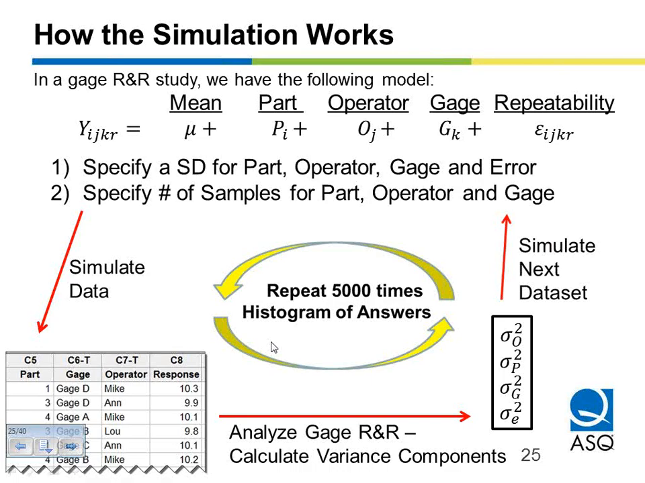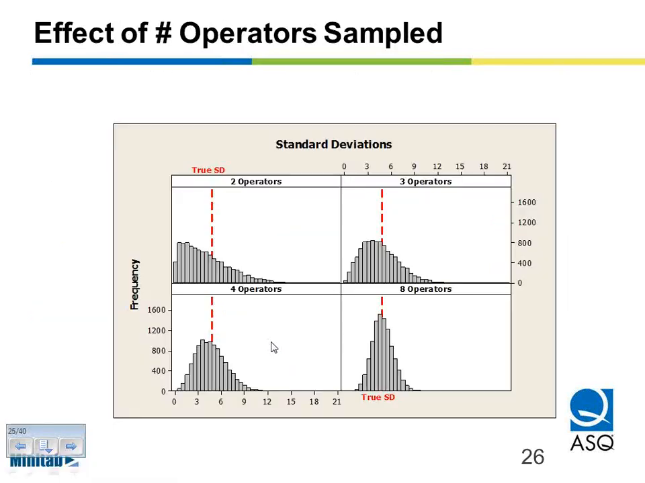So what we're going to do is we're just going to focus on sigma operator, but focusing on sigma operator will allow us to understand how the simulation works. We're going to estimate sigma operator 5,000 times using this simulation routine, and then we're going to draw a histogram of those answers to the question, how big was sigma operator, and see how the distribution of those answers focuses on the right answer.